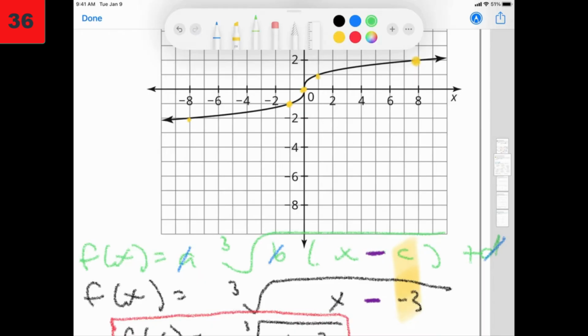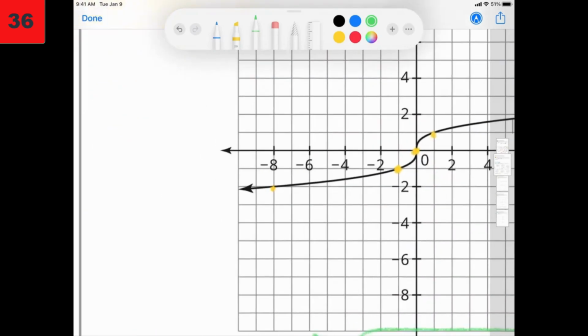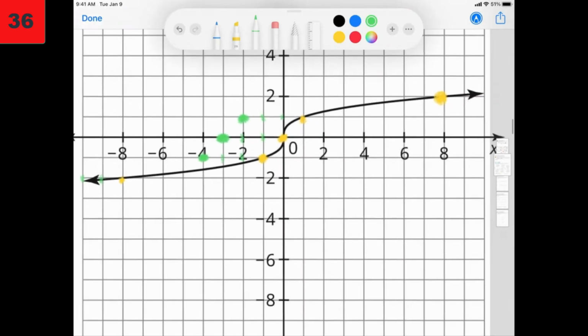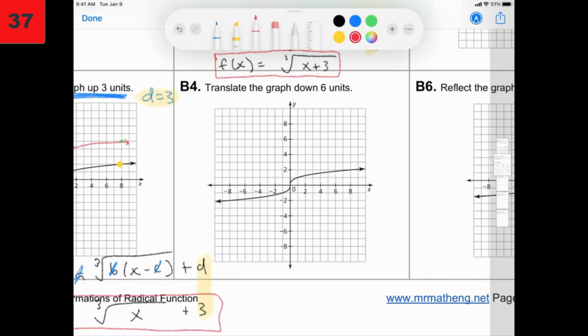So there's my reference points. And then we basically need to move those, what did we say? 3 units to the left. So let's just count. 1, 2, 3. And I'm putting in red because my equation was in red. And there's my graph.